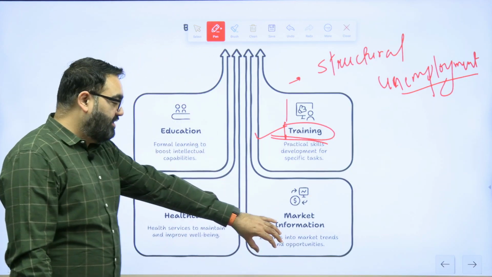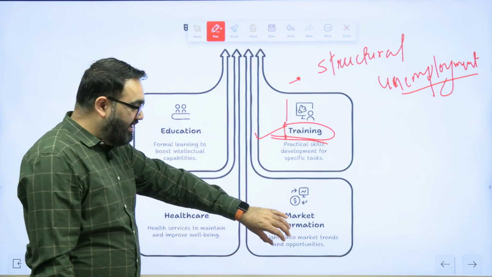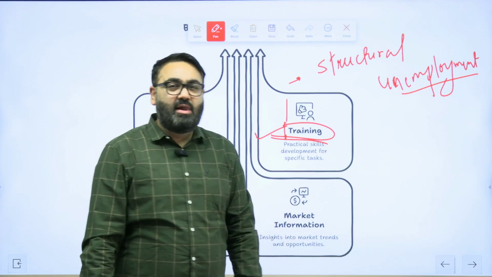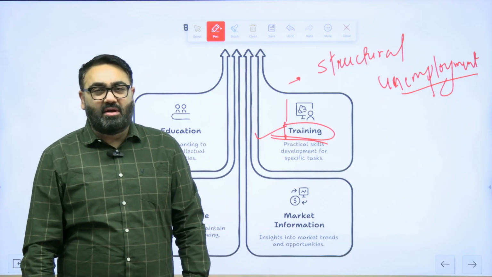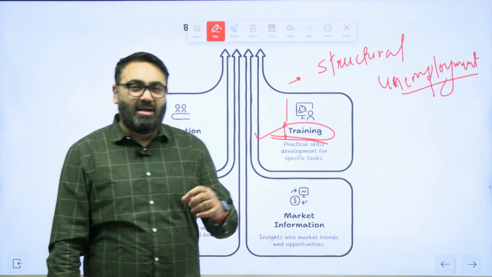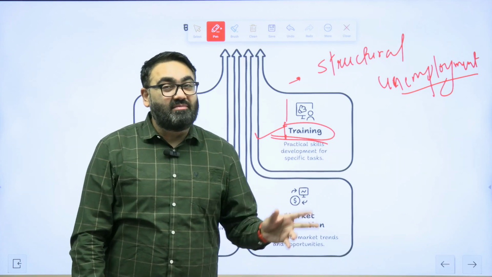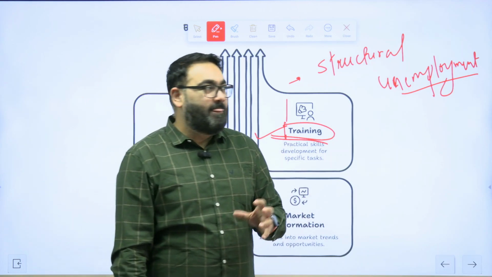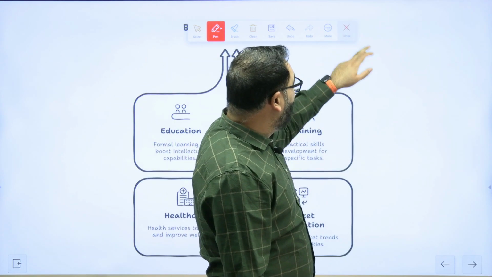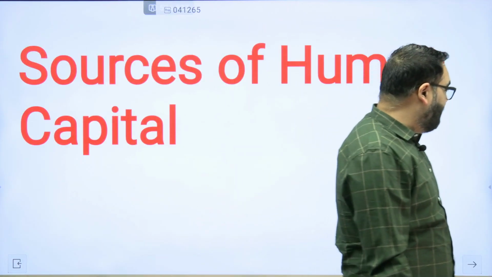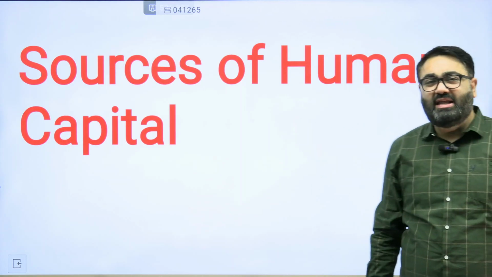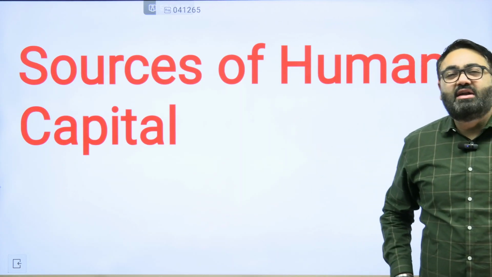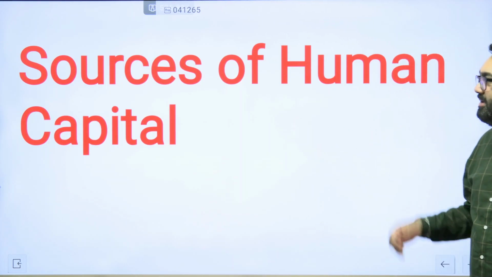Then government also tries to ensure free flow of information, because only when information is available to the people, only then they would be able to make the best informed decisions for themselves, for the society and for the country. These are certain things which are a part of human capital formation. This is what the government does. Now, let's look at these one by one. What are the different sources of human capital?